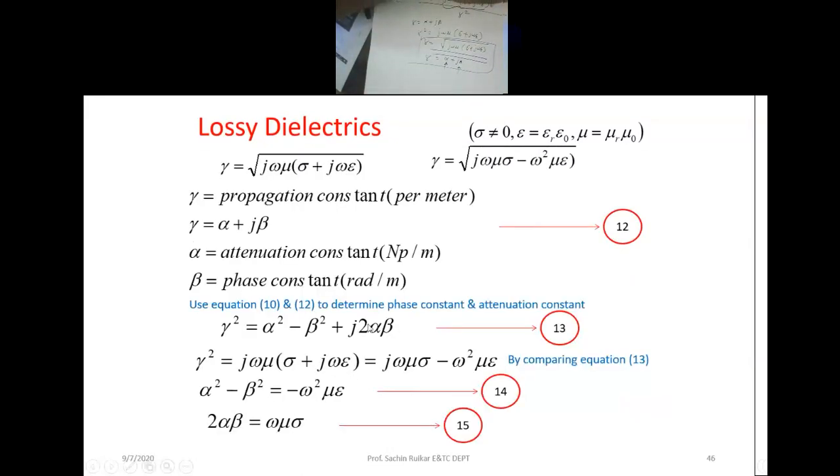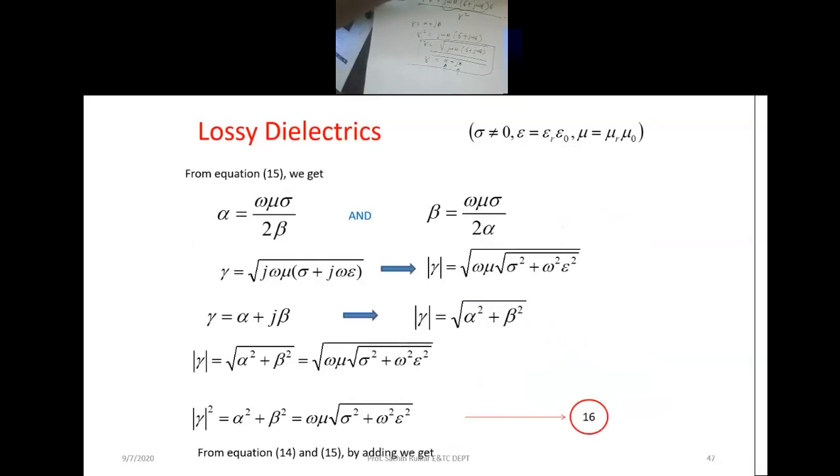Similarly, for Maxwell's equations, you can go ahead with the different terms. This is not our scope in this PPT now, but our aim is to find the field components. Now for a lossy dielectric, in the PPT, alpha is equal to omega mu sigma by 2 beta, or beta is equal to omega mu sigma by 2 alpha.